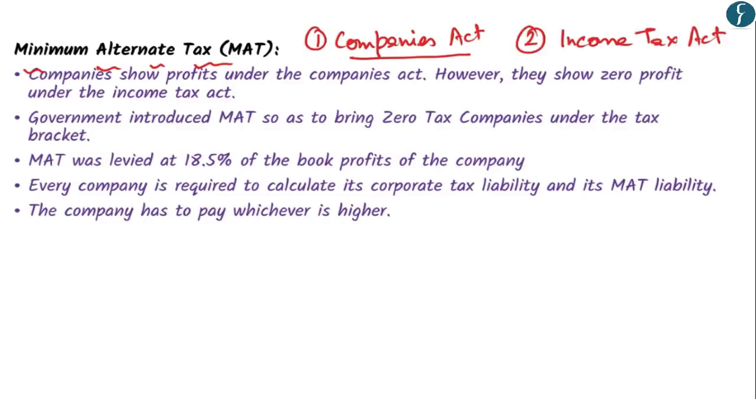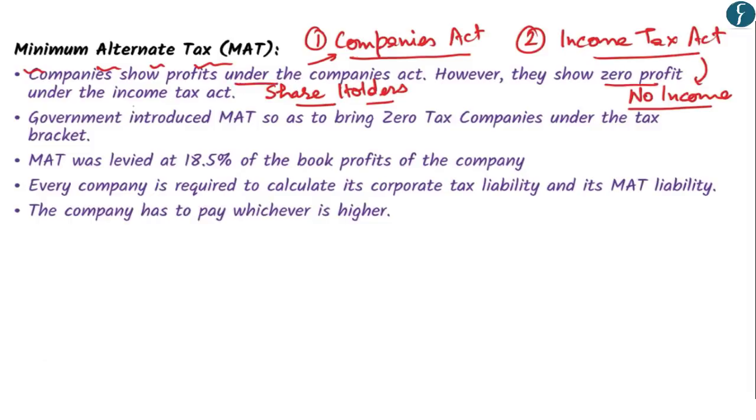Companies like to show profit under the Companies Act because this will actually encourage the shareholders. At the same time, they do not want to show much income under the Income Tax Act, and in this form, they basically avoid tax. So companies show profit under the Companies Act, but they show zero profit under the Income Tax Act. Companies take benefit of depreciation and deductions, etc., to ensure that they have no or very little income.